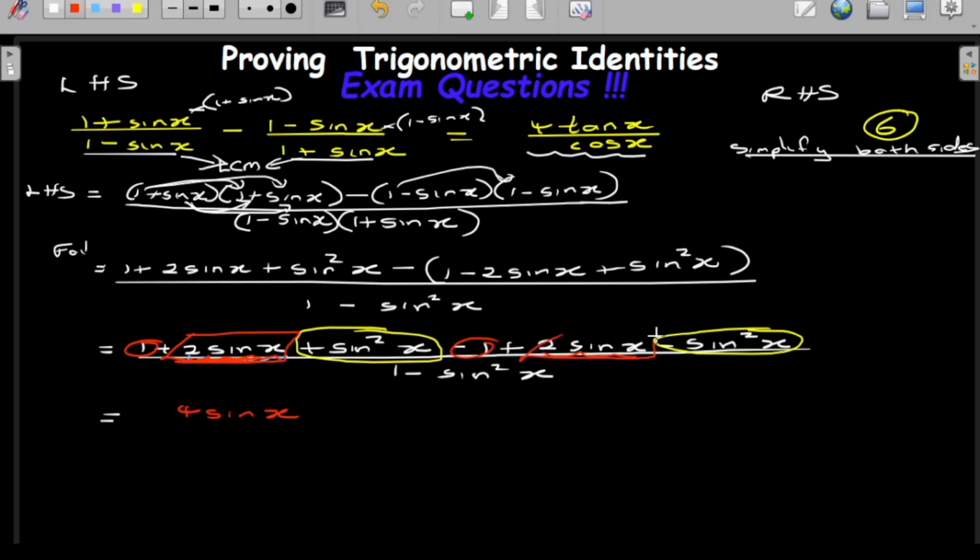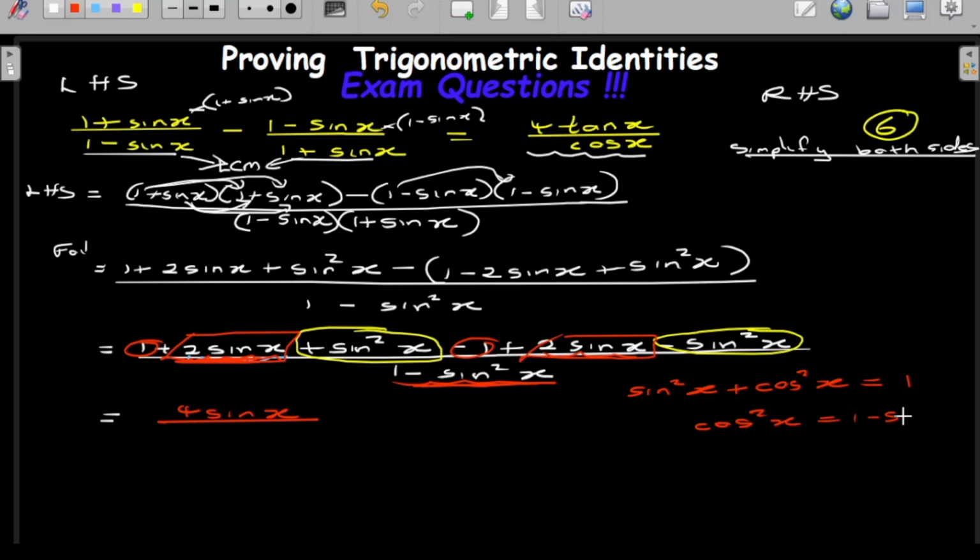Okay, so now what we'll have left is 2 sine x plus 2 sine x, and when we combine those two, we get 4 sine x. Now, on the denominator, we have a trig identity. I'm sure some of you already know which one this is. So this one came from sine squared x plus cos squared x. You can say cos squared x or cos x squared. It's the same thing, right?